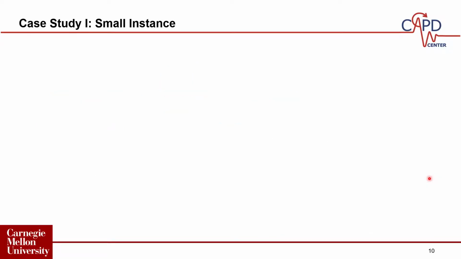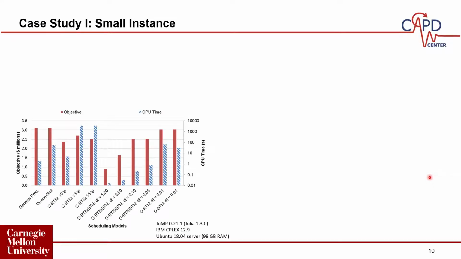Now, if we run the scheduling models with this, we see quite some differences in the performance of the models. For instance, our general presence model, which is a continuous time model, finds the true optimum, and it does it in a relatively quick amount of time compared to the other models. The continuous time network models suffer a bit. What I'm showing here is the objective value in red and then the CPU time in blue. So they end up clocking out pretty quick.